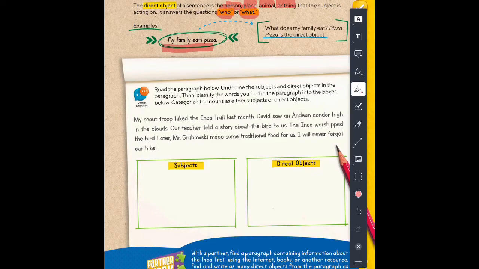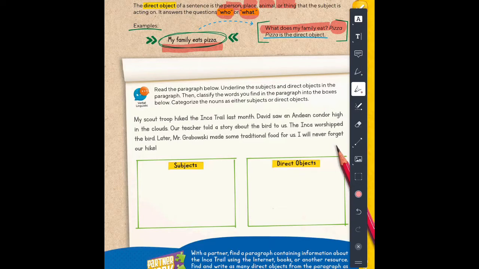Examples: my family eats pizza. What does the family eat? Well, they eat pizza, right? Pizza is the direct object. It's the thing that we're talking about. My family eats pizza. What does the family eat? Pizza, right? So that is the direct object.